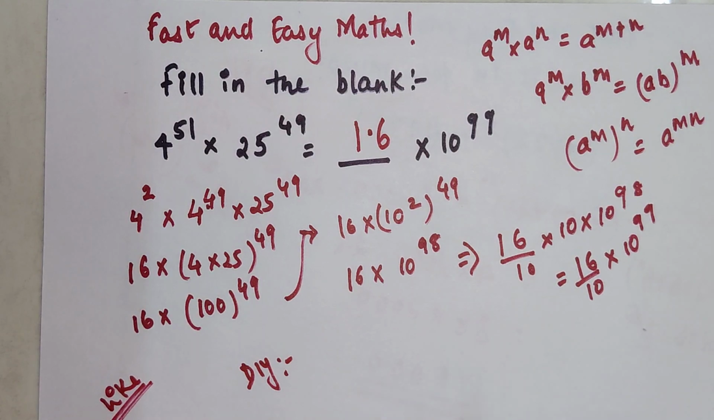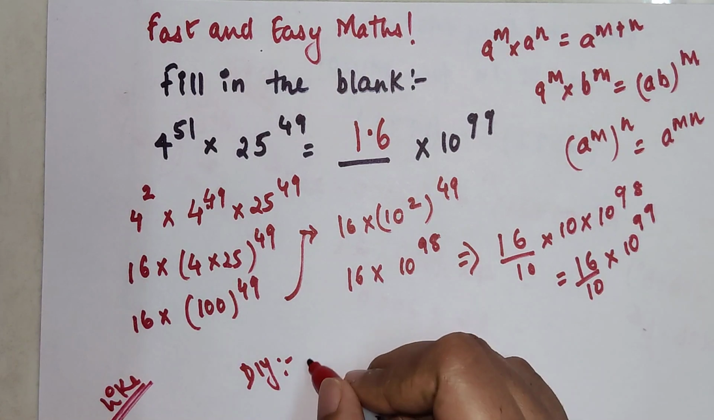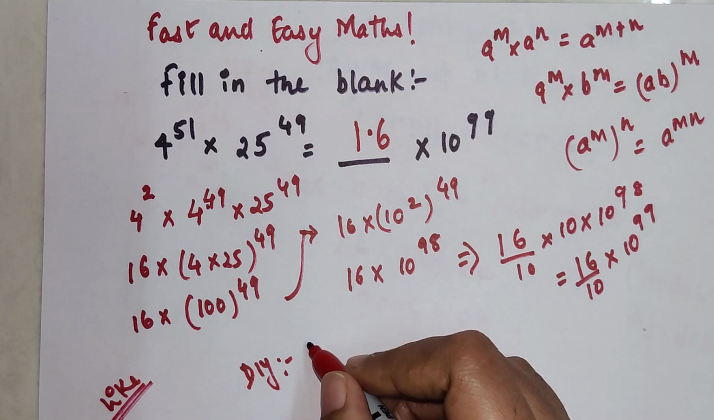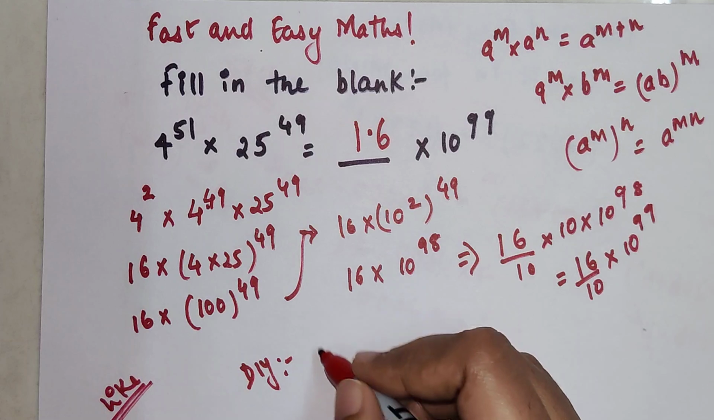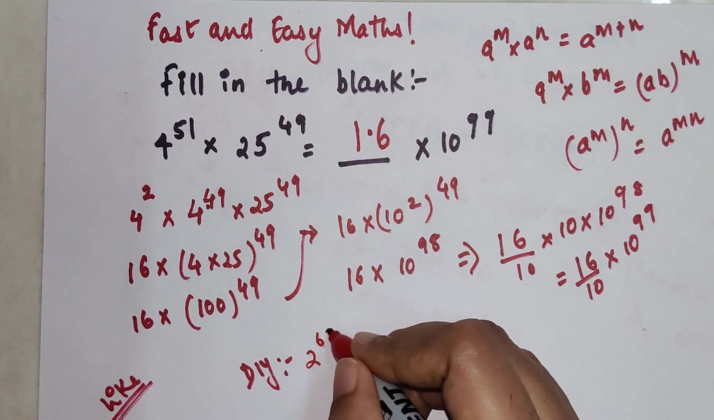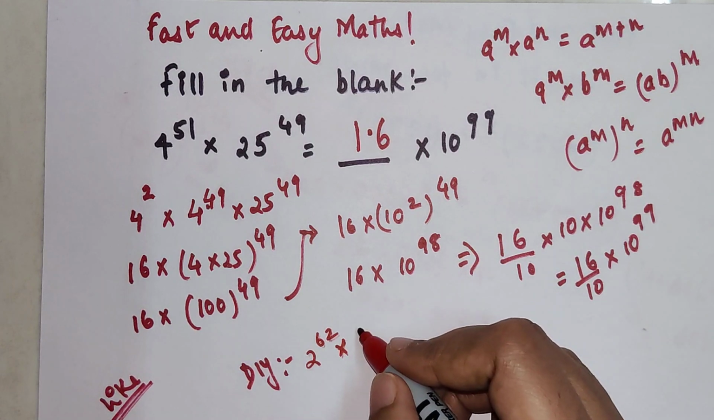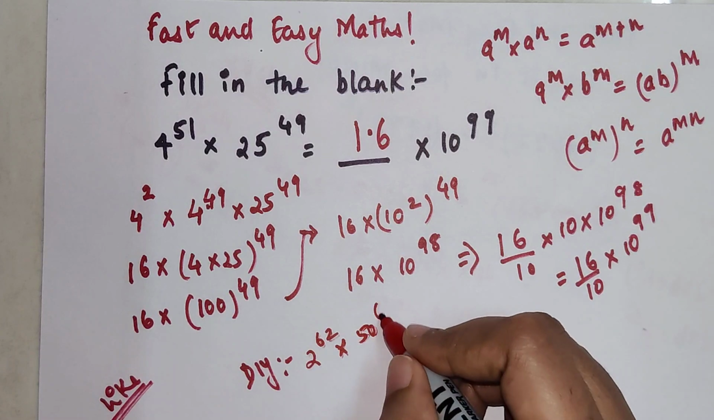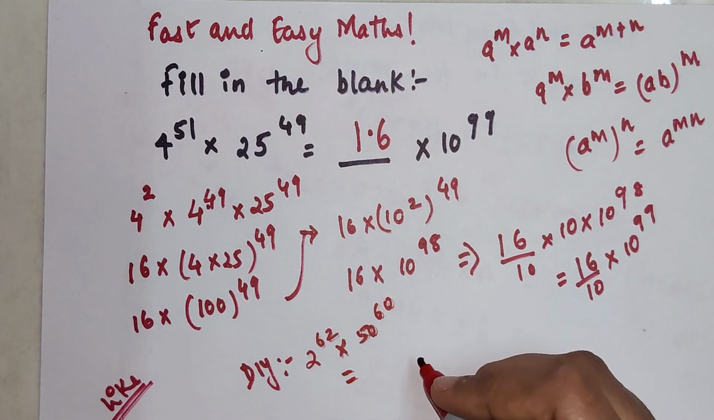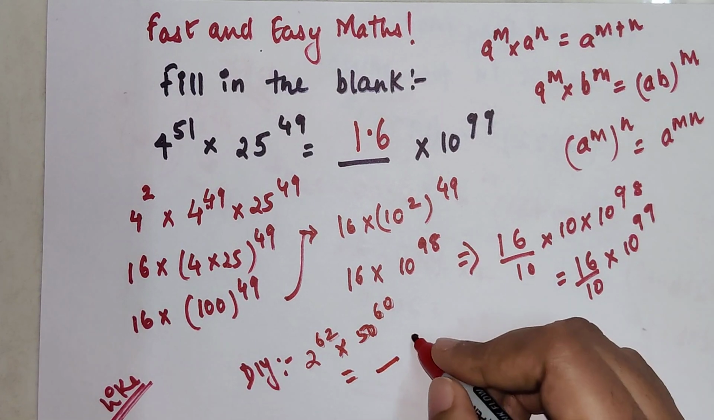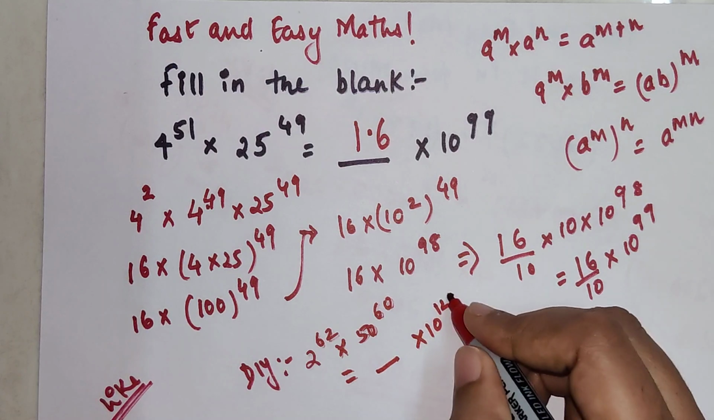Now coming to your DIY, I want you to tell me what is, or rather fill in the blank for 2 raised to 62 into 50 raised to 60 is equal to blank into 10 raised to 120.